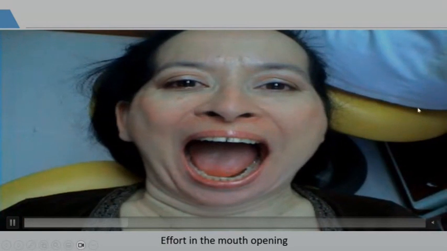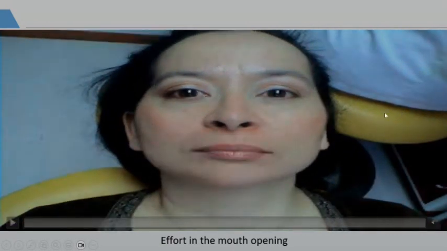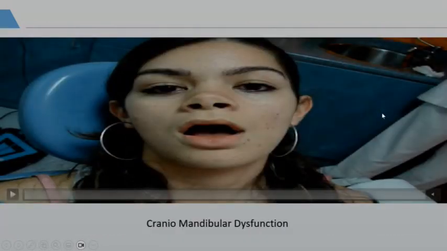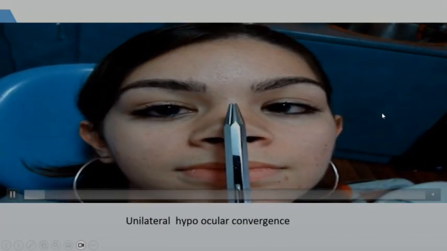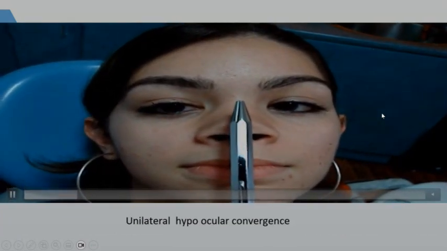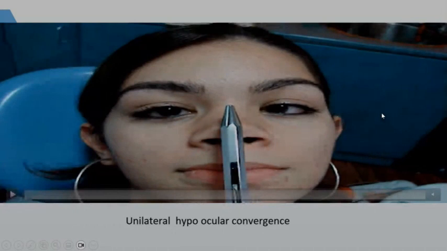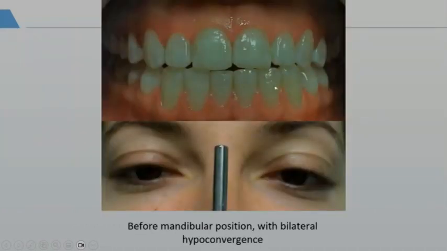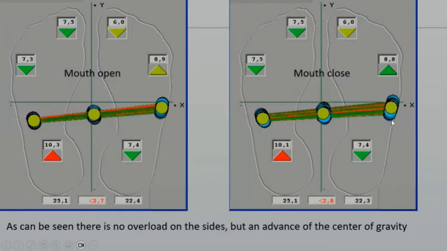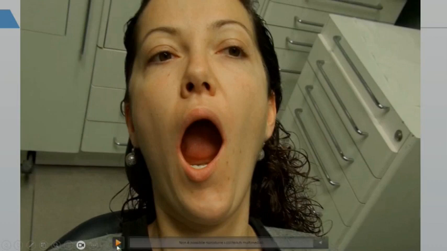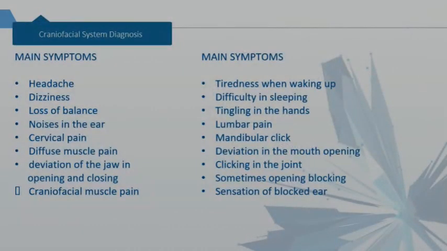The jaw blockage. You see there, also there, jaw blockage, hypoconvergence. Jaw forward position, bilateral hypoconvergence. No overload, yes, changing the varicenter. How can you observe that?